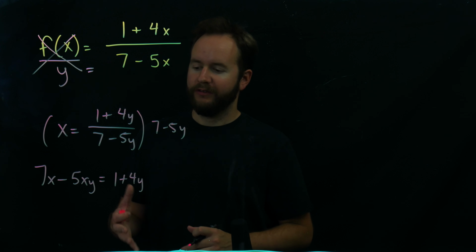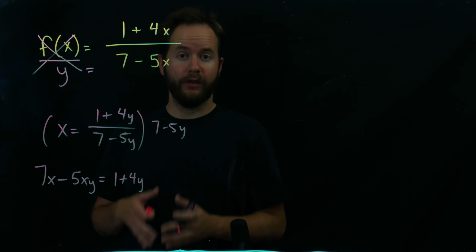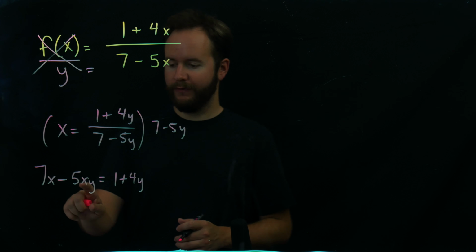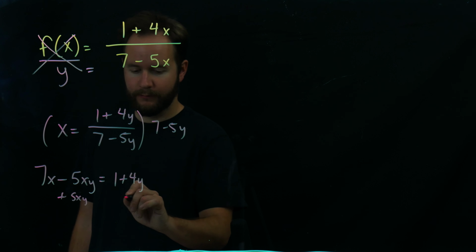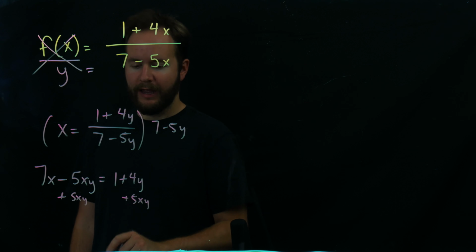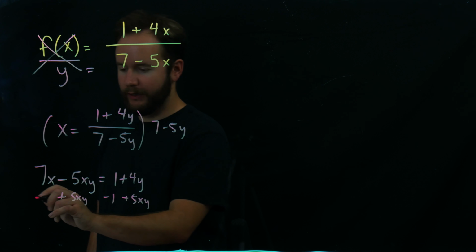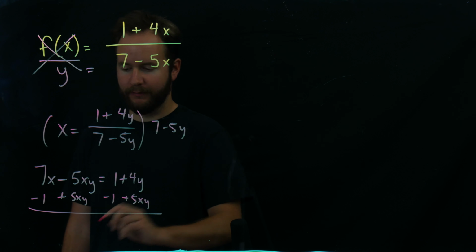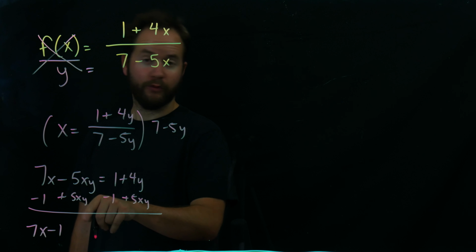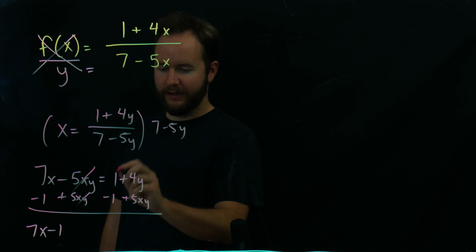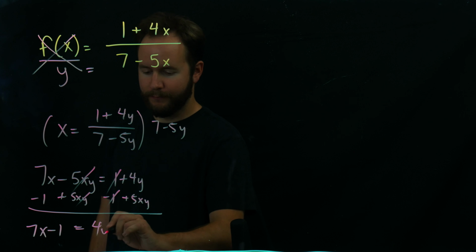Again, continuing with this process to solve for y, I'm going to collect all the terms that have y in them to one side and all the terms that don't have y to the other. So this negative 5xy, I'm going to add over to the right. And this 1 here does not have a y in it, so I'm going to subtract it from the right to the left. So this is going to give me 7x minus 1. The 5xy's cancel, and the 1's cancel. And on the right-hand side, I'll end up with 4y plus 5xy.